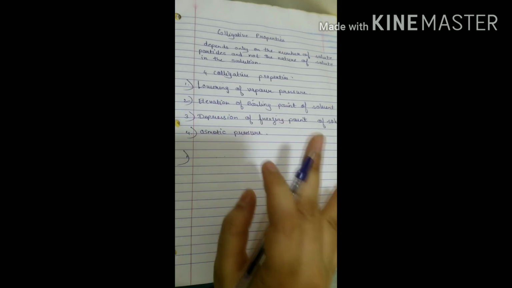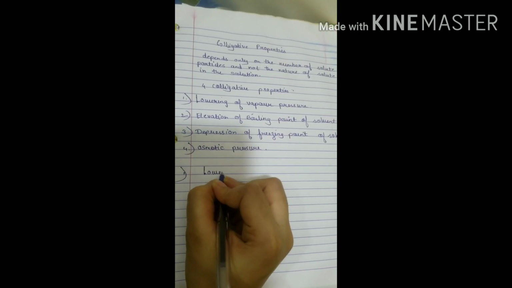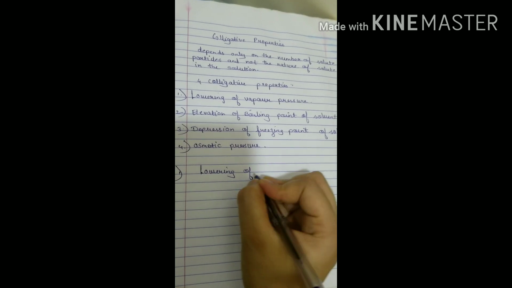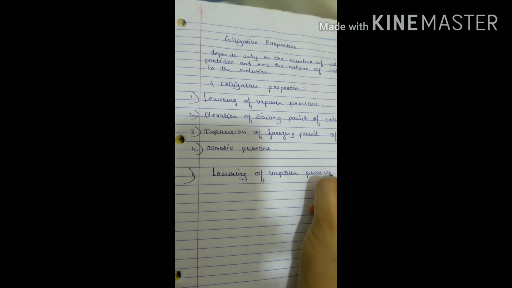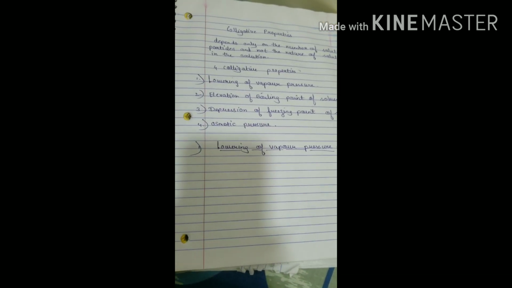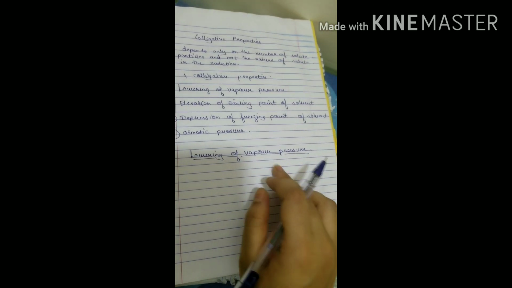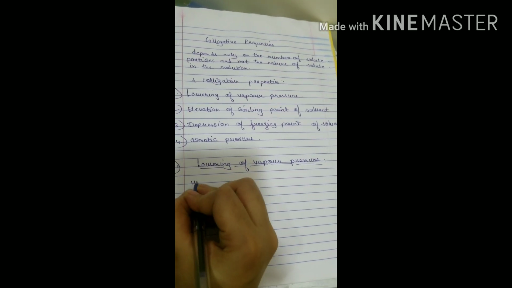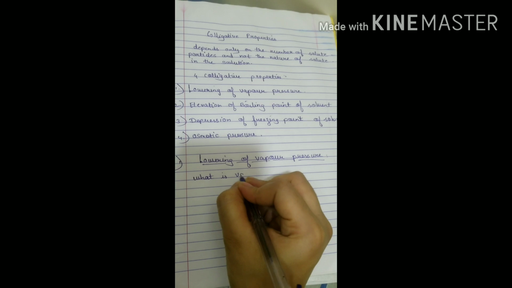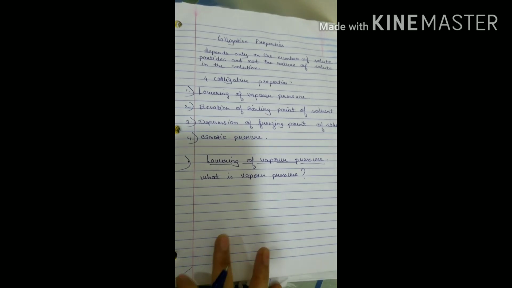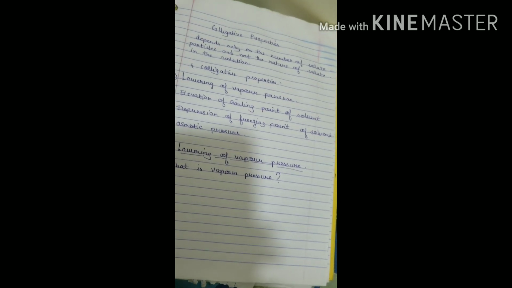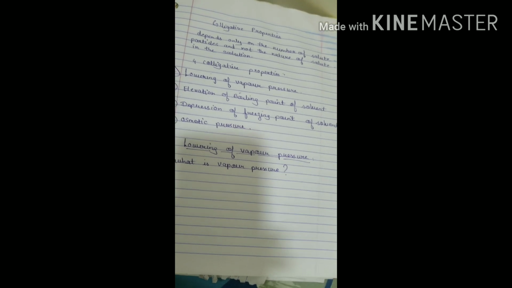So we are studying the first colligative property, that is lowering of vapor pressure. Okay, now before going on to our topic, do you know what is the meaning of vapor pressure? So what is vapor pressure? Fine. Now we know that all liquids have the tendency to evaporate. Okay, evaporate means they can vaporize, right?